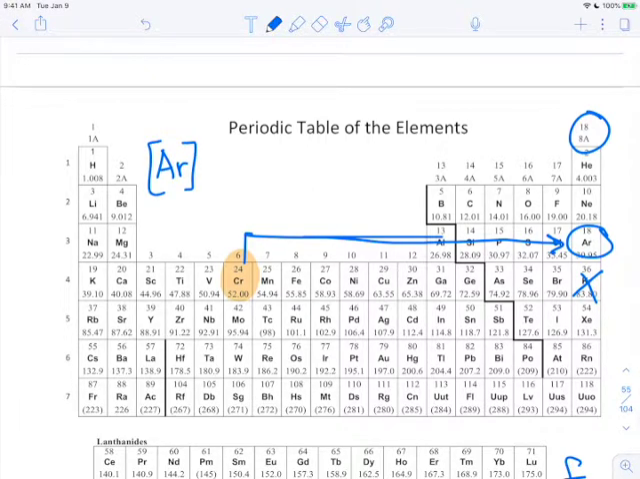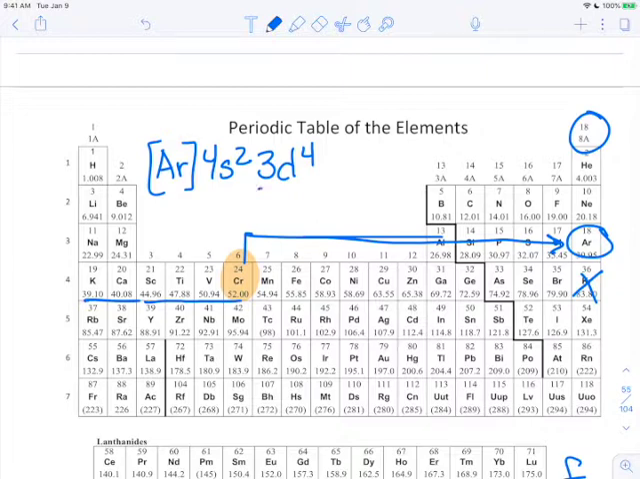And then I just say what is after argon. So after argon, we have potassium and calcium, so that is 4s2. And then we go into our D block, and it looks like we have 1, 2, 3, 4 of those D elements. And this is going to be a 3d4.